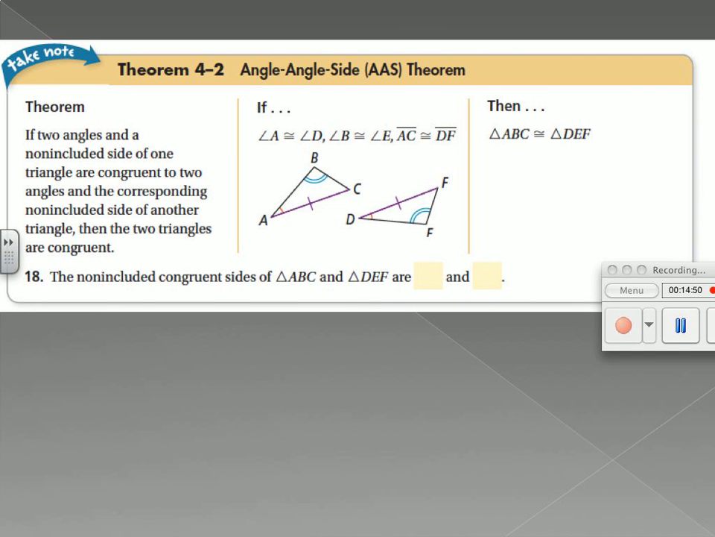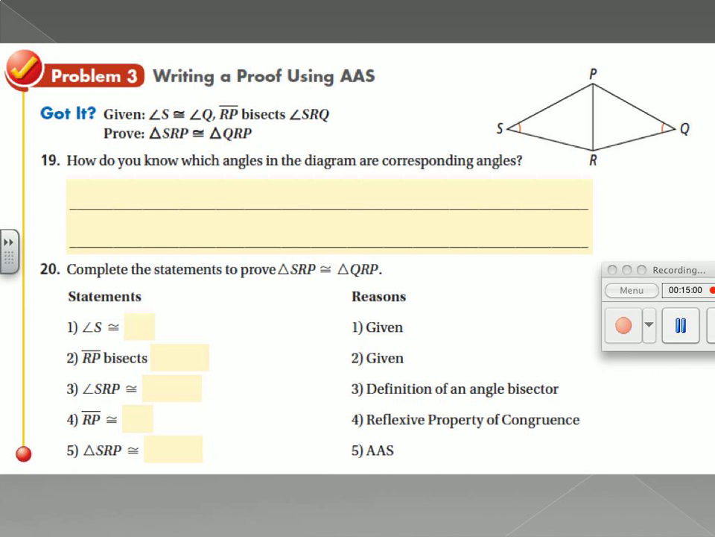So the non-included congruent sides of triangle ABC and triangle DEF are segment AC and segment DF. So let's write a proof using AAS. Given that angle S and angle Q are congruent and RP bisects angle SRQ, prove that triangle SRP is congruent to triangle QRP. How do we know which angles in the diagram are corresponding angles?